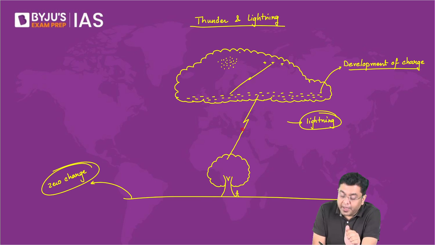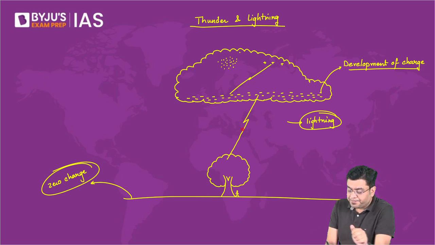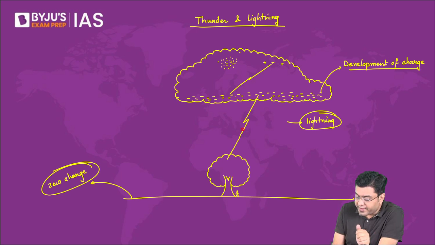Okay, so here, whenever this lightning happens, there is also a significant amount of sound which is created, a thunderous sound. Now, why is that sound created? So basically, that sound is created. Let's suppose you consider the air around this.